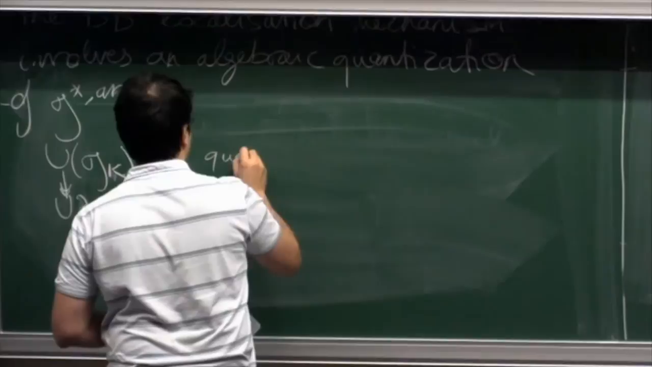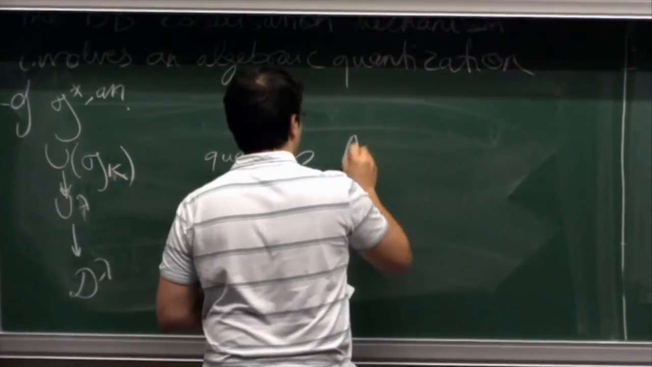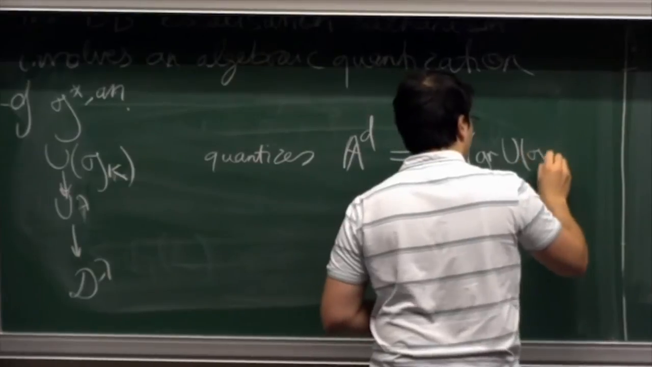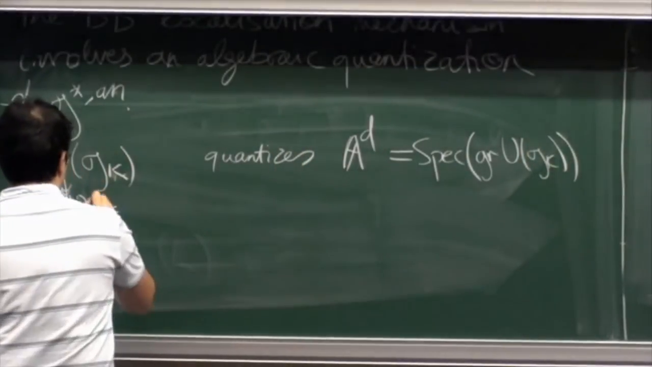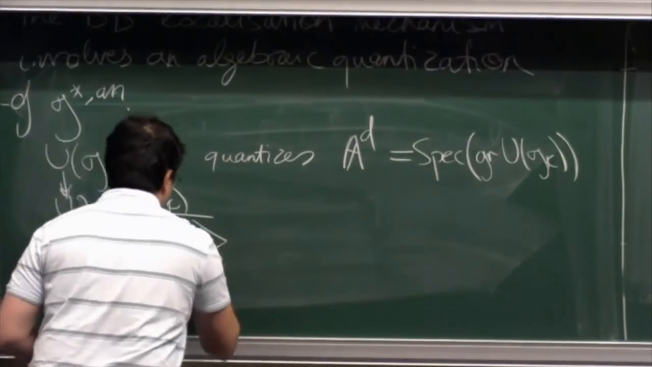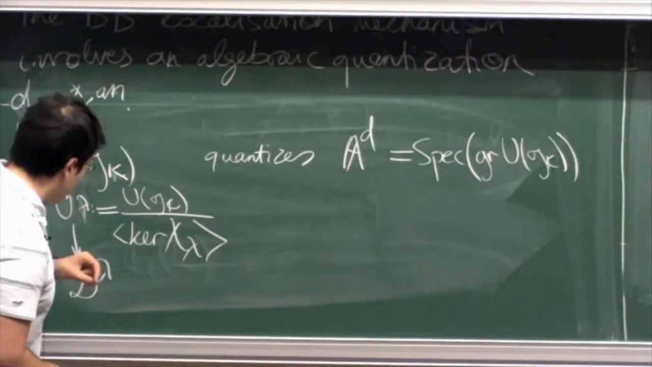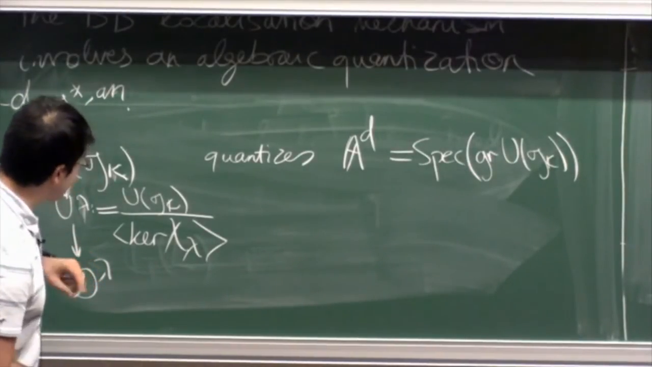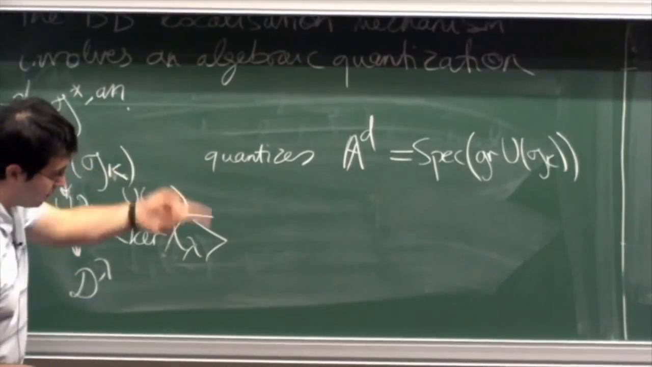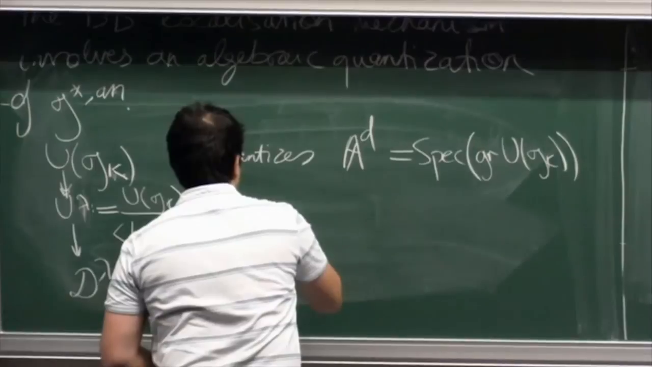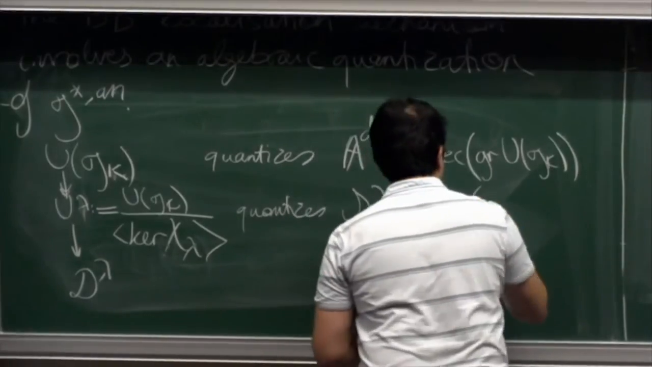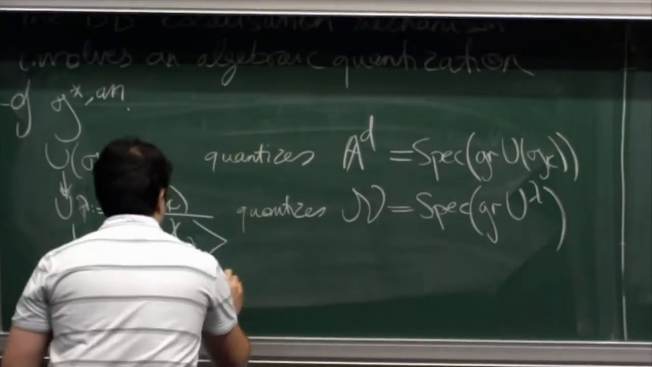So this guy quantizes just affine d-space. What is U_lambda? So I take the enveloping algebra and I mod out by an ideal, a two-sided ideal generated by a maximal ideal of the center of the enveloping algebra, generated by things of the form z minus lambda(z). That thing quantizes the nilcone.